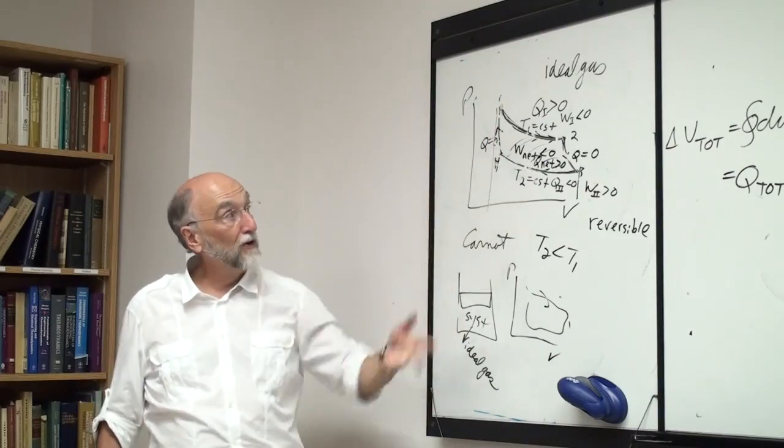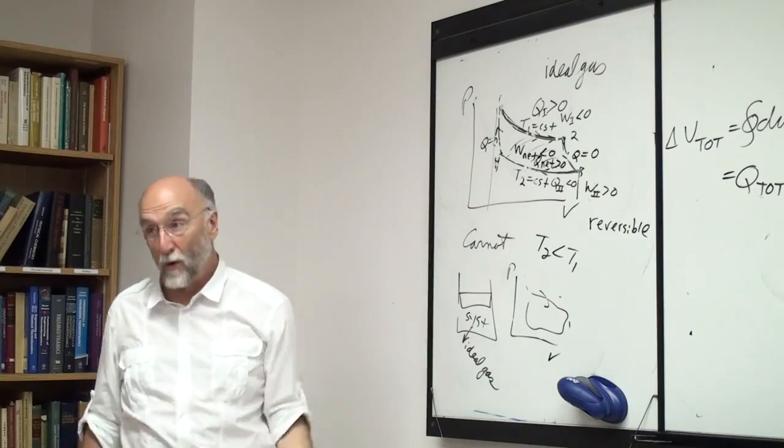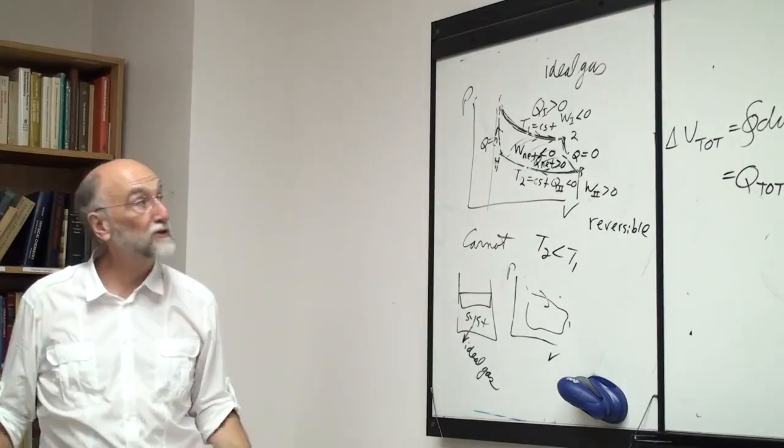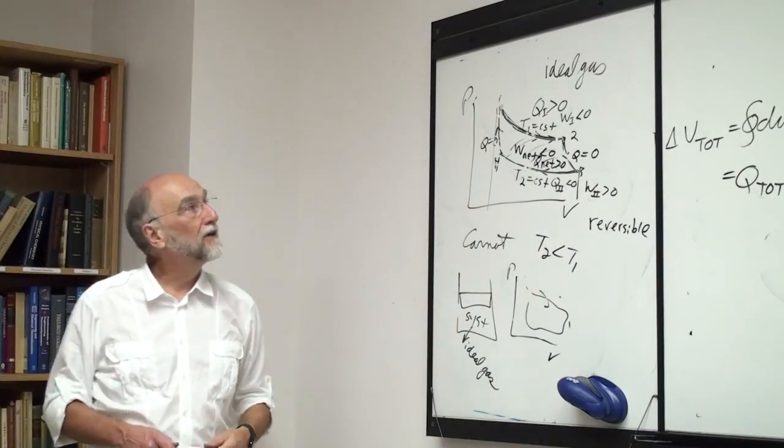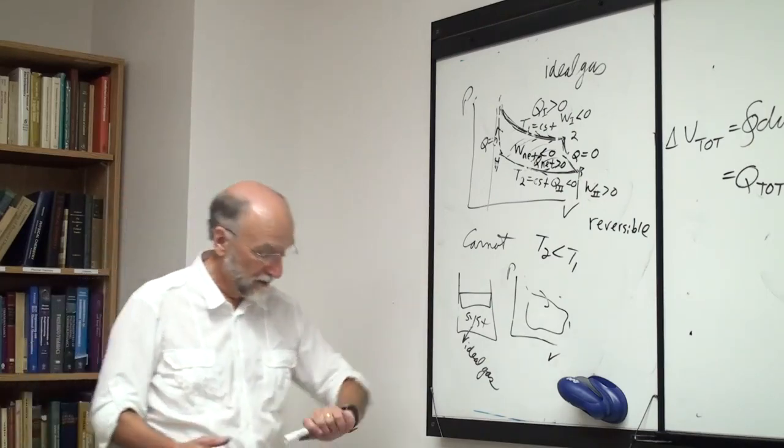It can be reversible or irreversible. If it's irreversible, you get a lower efficiency than if it's reversible. Reversible will give you the highest efficiency for the particular thing.